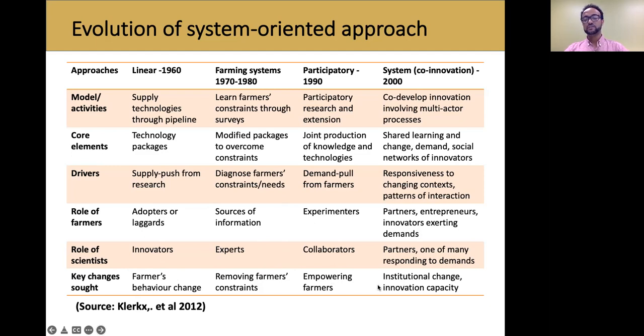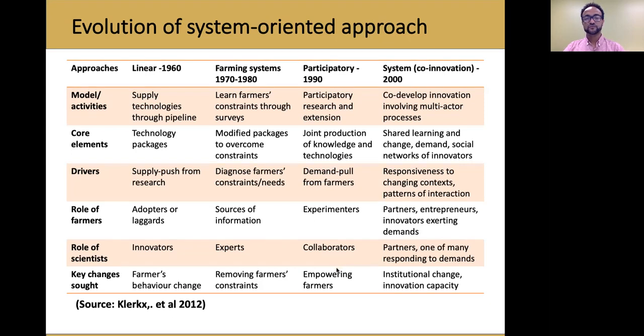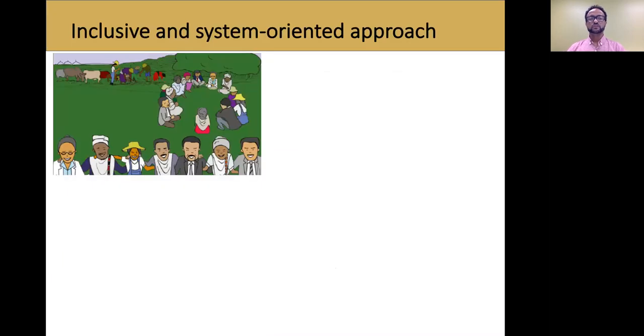So often farmers are also constrained by systems or institutional constraints that hinder them from adopting technology. So this system-oriented approach, from a landscape or system perspective, tries to consider the whole system or institutions to increase the adoption of technologies. So what do we mean by an inclusive and system-oriented approach?